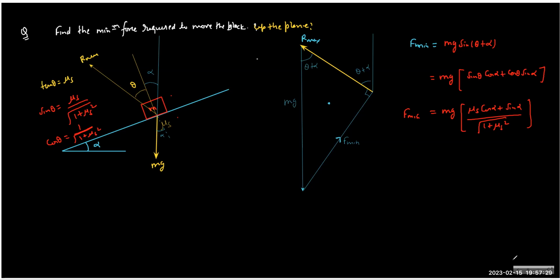Okay, let's do the next problem. So now we'll go back to an easy problem. Let's say we have an inclined plane of angle theta, and there is a block.